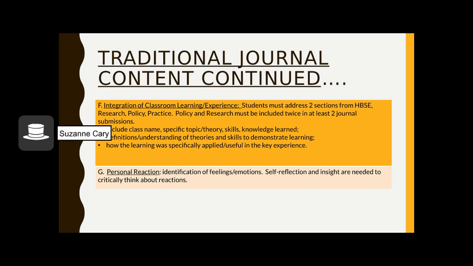Okay, let's continue discussing the traditional journal, which is, again, journals 1, 3, and 5. So you have the key experience, you have influencing factors, you have ethics, values, you have diversity, social and economic justice, and then the next section is the integration of classroom learning and experience.